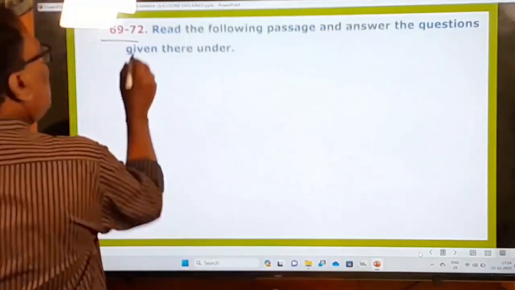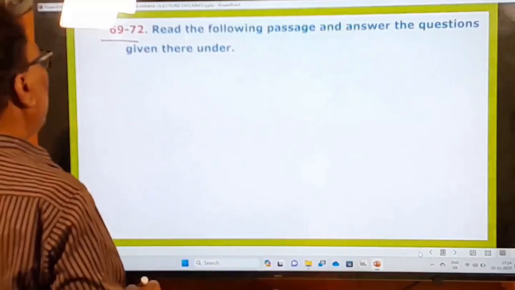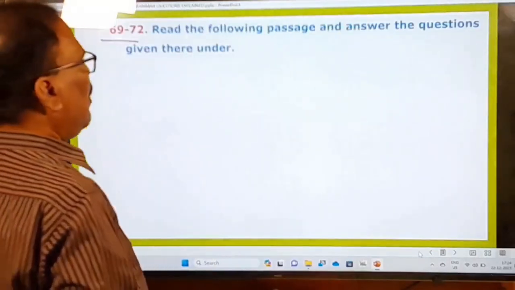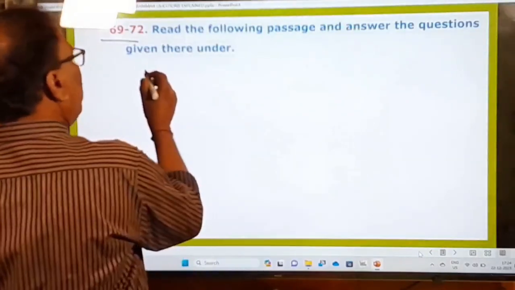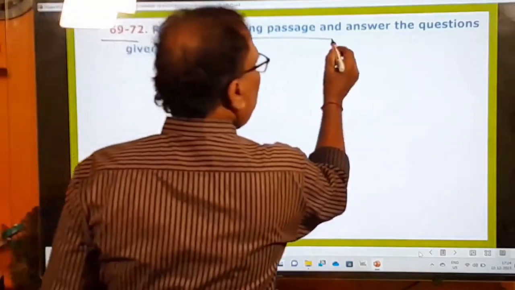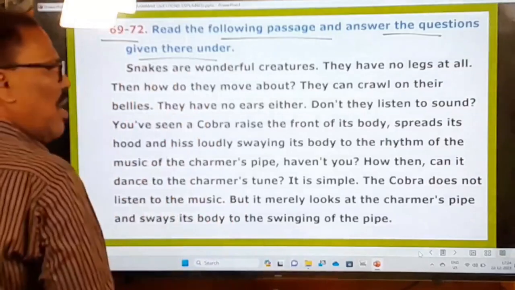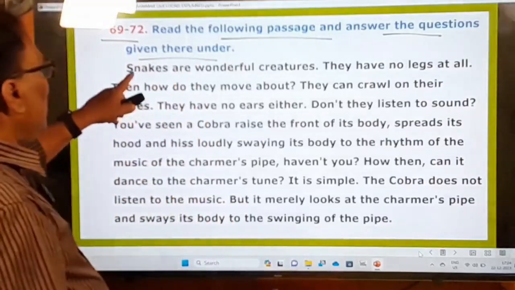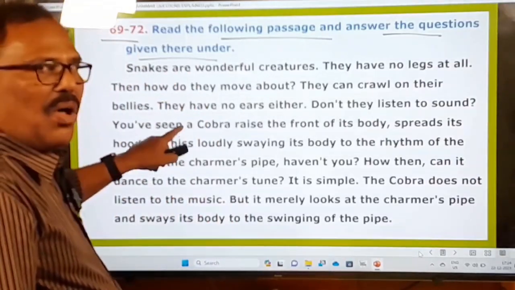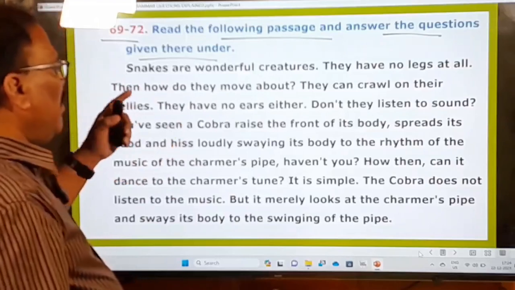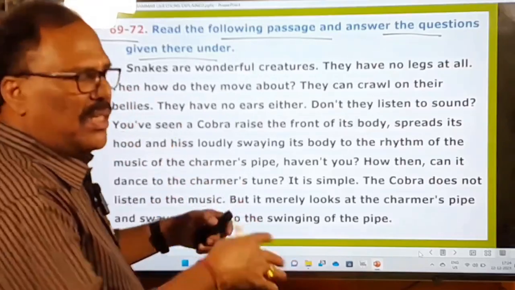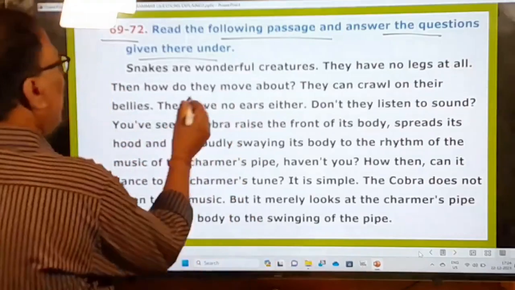So 69 to 72. Again five questions are given here, and you have to answer them after reading the following passage. Here is the passage given. After reading this passage, you have to answer those five questions. This passage is all about snakes and their movements. It's about the snakes.